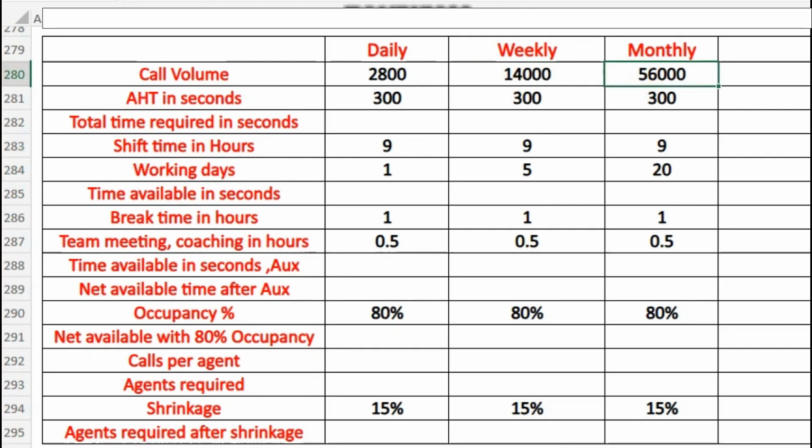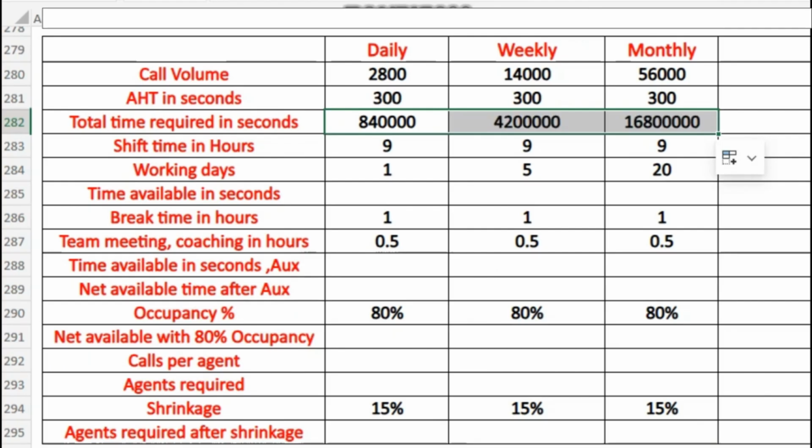First of all, we have to find out the total time required in seconds. How can we find that out? We have to multiply call volume by AHT. That would be the total time required in seconds. We can simply drag it down to weekly and monthly basis. So this would be the total time.